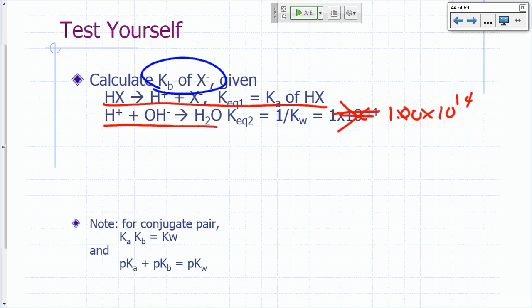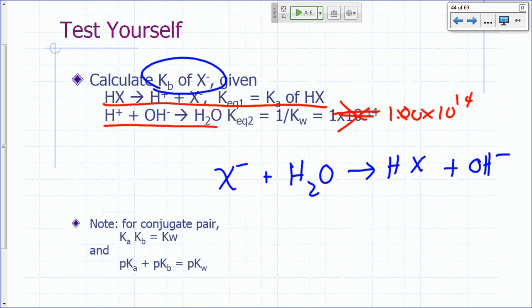Well, you have to know what the reaction is. If the equilibrium constant is KB, what's our reaction? The base is X minus. If it's behaving like a base, it should be reacting with what? A base is a proton acceptor, so it will be accepting a proton from water. So the reaction we're interested in is between X minus and water, giving you HX plus OH minus, since it generates hydroxide by accepting a proton from water.